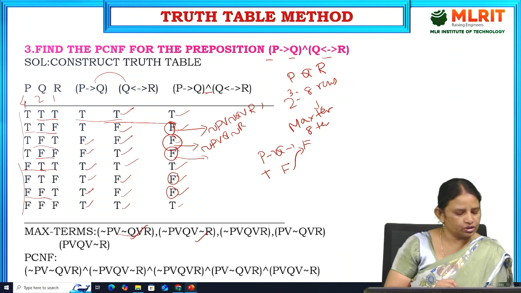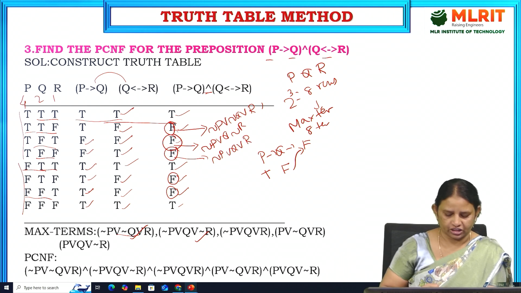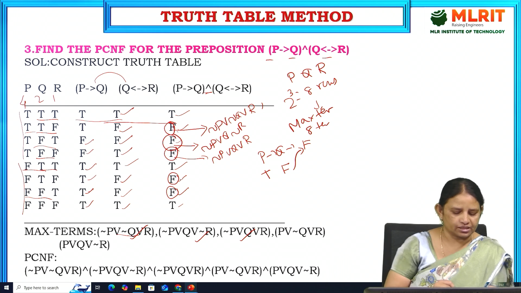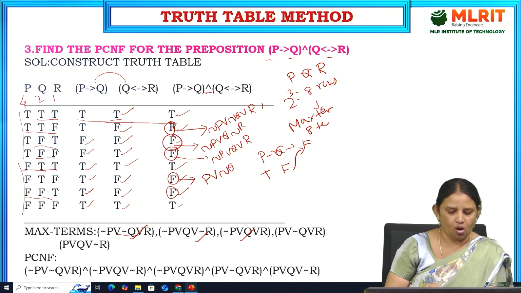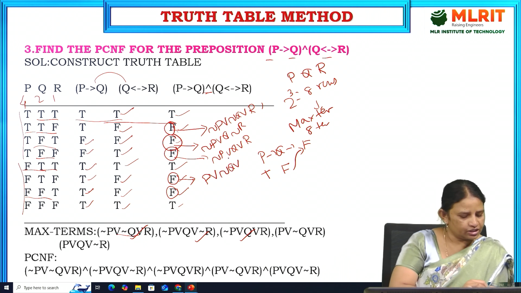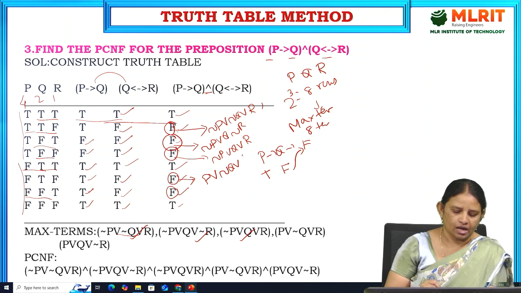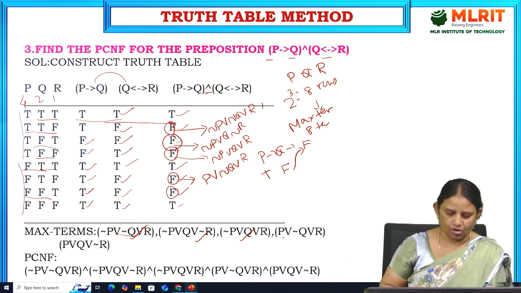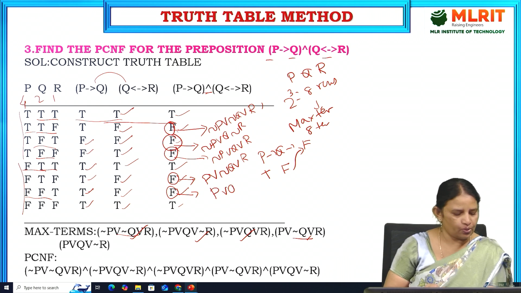Next, for the fourth statement: true means negation P, then Q or R: negation P or Q or R. Next, for the following statement: false means P, true means negation Q, and false means R. So P or negation Q or R. Next, for this statement: false means P or Q or negation R.